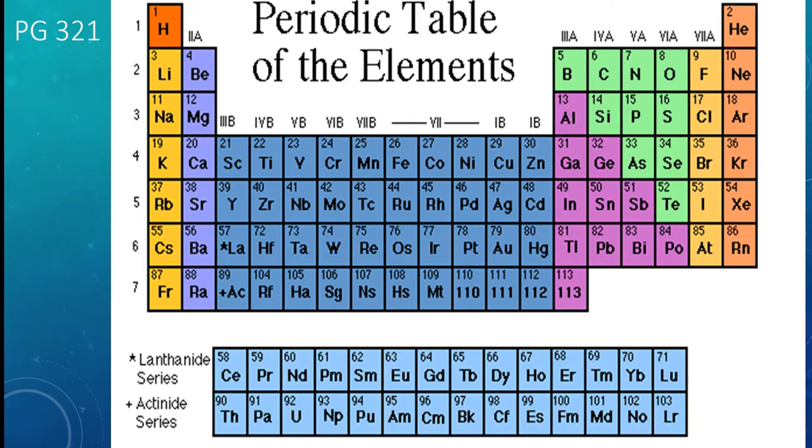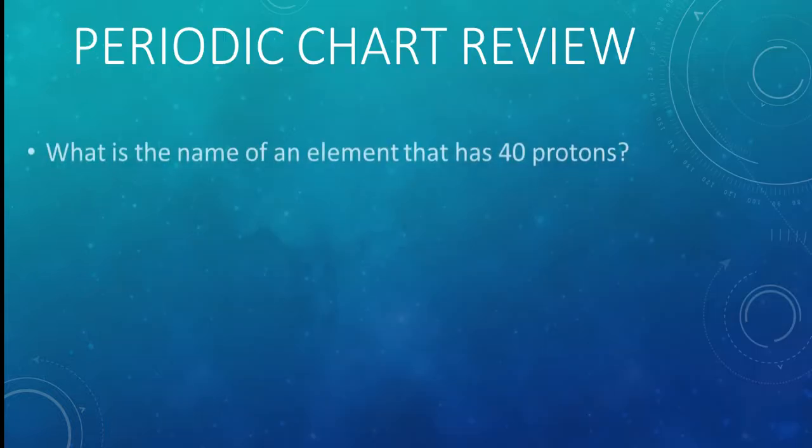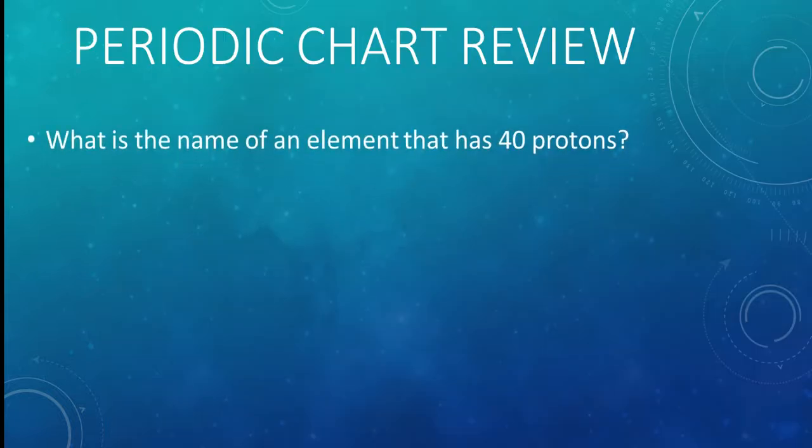Let's do a little review, however, on our periodic table of the elements. Remember, this is inside the cover of your book, I believe, or somewhere in the previous module. It says here page 321. When you take a quiz on this module, you will be able to have your periodic table of the elements with you. We're just going to ask a few questions, just a little practice with it. So, what is the name of an element that has 40 protons?